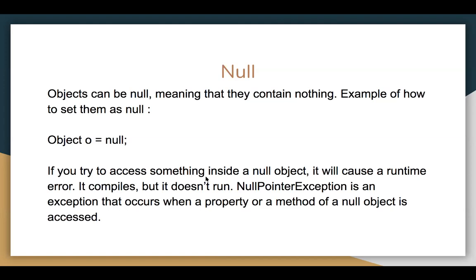If you try to access something inside a null object, it'll cause a runtime error. If you compile it, it doesn't come up with an error, but it doesn't run. Or at least it tries to run, but it can't run. A null pointer exception is an exception that occurs when a property or method of a null object is accessed.